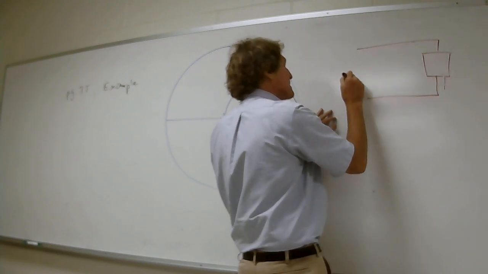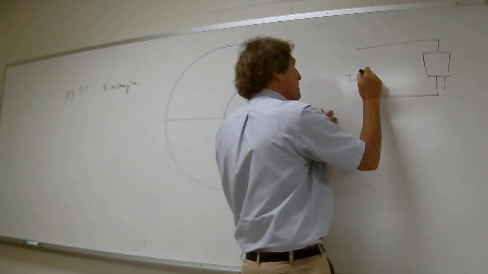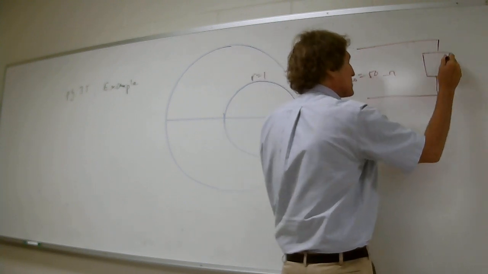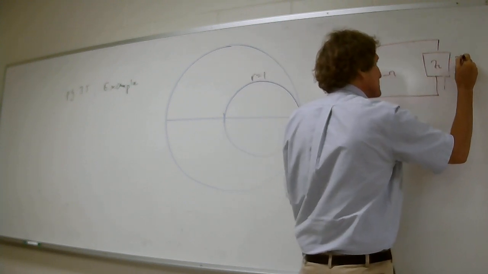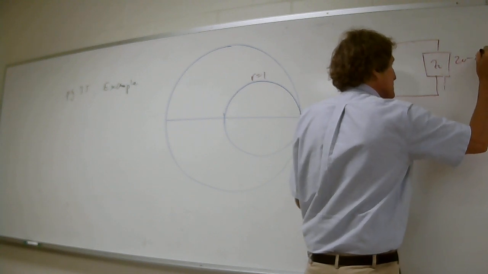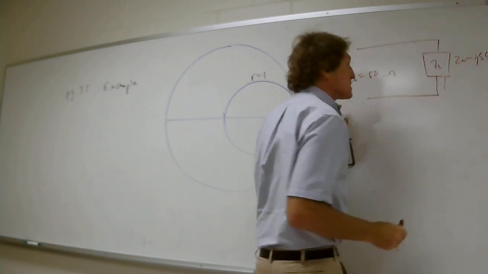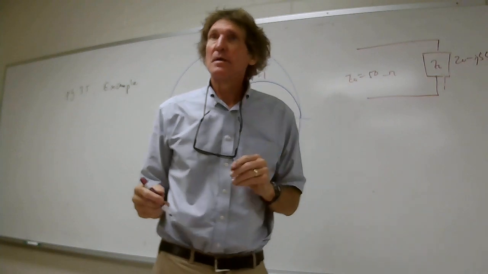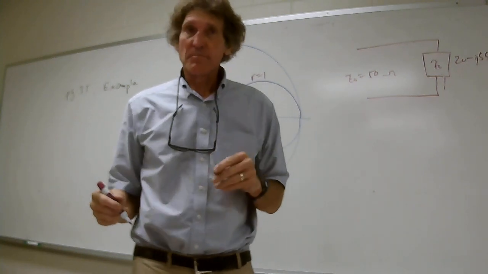And then we got, what is Z naught for this one? 50 ohms. And what is this load? 20 minus j55 ohms. And they want a shorted stub in parallel.